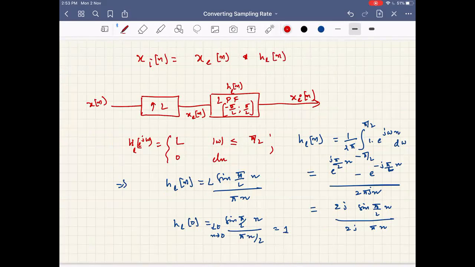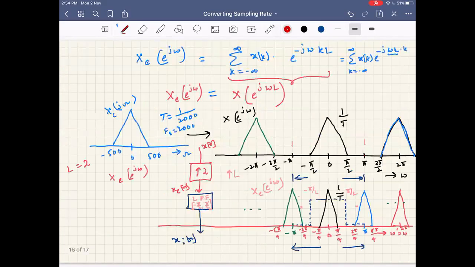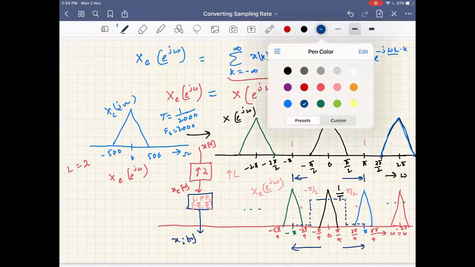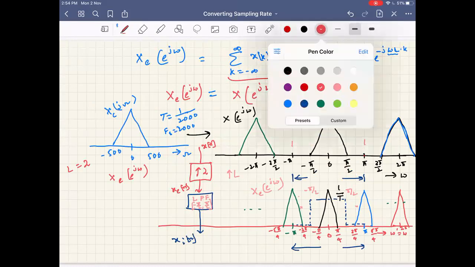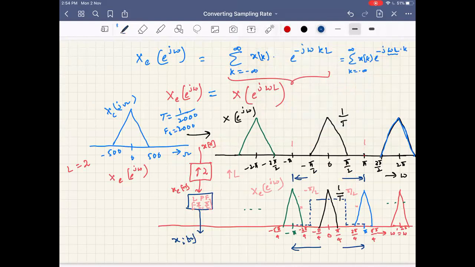And this convolution should not introduce any additional artifacts or additional scaling effects to the original signal x of n or xe of n. That is the reason why we wish to have hL of 0 to be 1. And to ensure that, we should have a frequency domain spectrum having height L. So you should note that the height of this is L. Height of this is L.